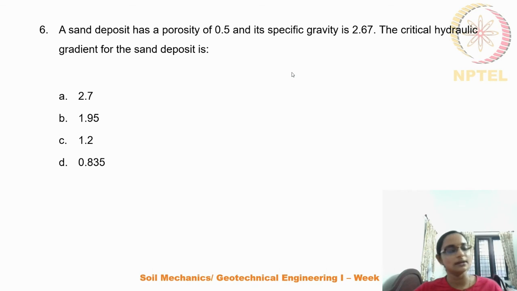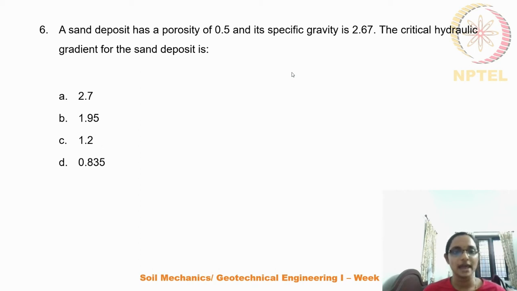Okay. So here is our next question. A sand deposit has a porosity of 0.5. So small letter n is equal to 0.5. And its specific gravity, capital G, is 2.67. The critical hydraulic gradient for the sand deposit is. So porosity n is equal to 0.5. Specific gravity G is equal to 2.67.